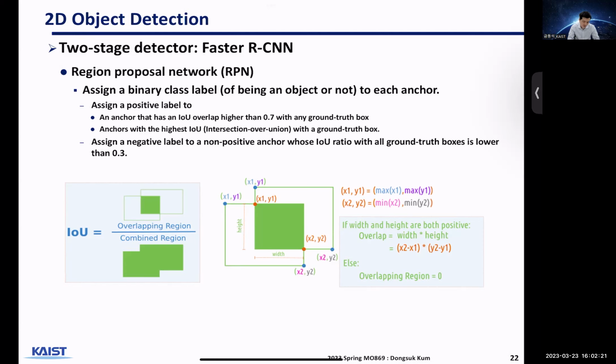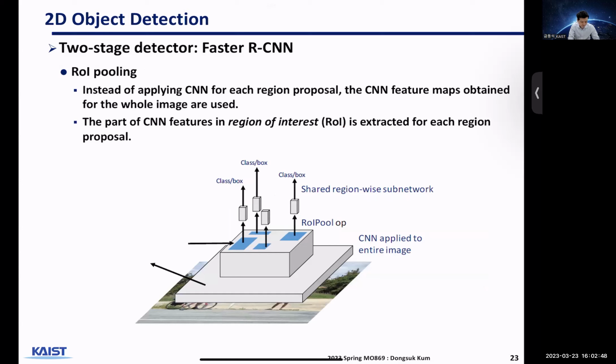And if the IOU ratio is lower than some value, then you count that as false. If it's above some value, then you count it as true. So that you can tell whether there's an object within the box.